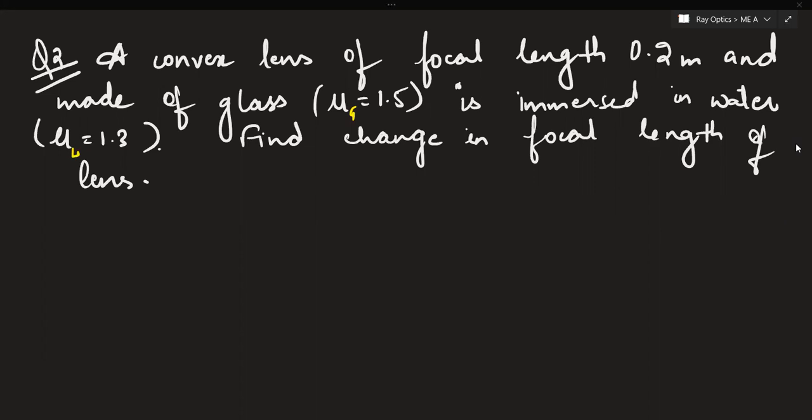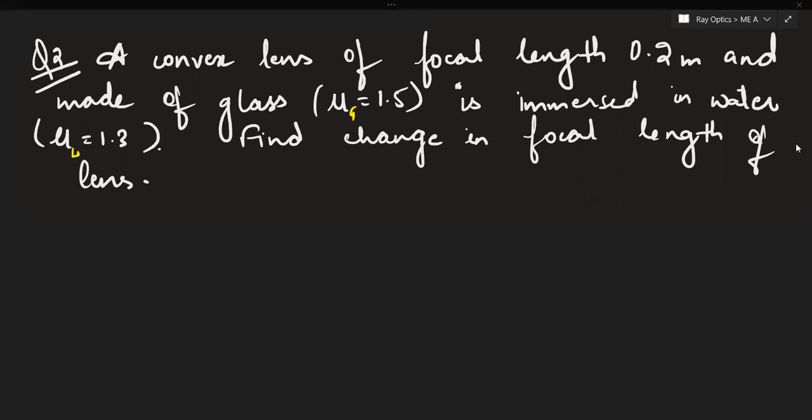Okay, class, let's discuss this. See, this says that a convex lens of focal length 0.2 meter is made of glass. So glass refractive index is given to you as 1.5. This is immersed in water. Water's refractive index is given as 1.3. Now you have to find the change in focal length.